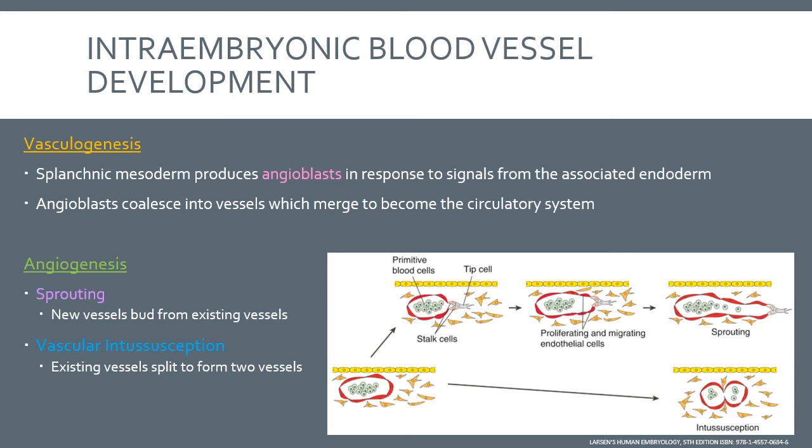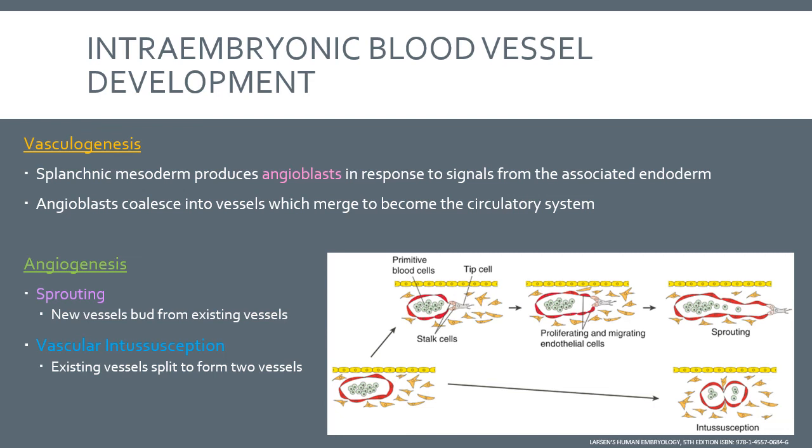There's vasculogenesis and angiogenesis. There's just a subtle distinction between the two of them. In vasculogenesis, we're actually producing blood vessels directly from the mesoderm. So we're seeing differentiation of mesodermal cells to form blood vessels. Whereas in angiogenesis, we're seeing either sprouting or budding or division of existing blood vessels to produce more blood vessels.